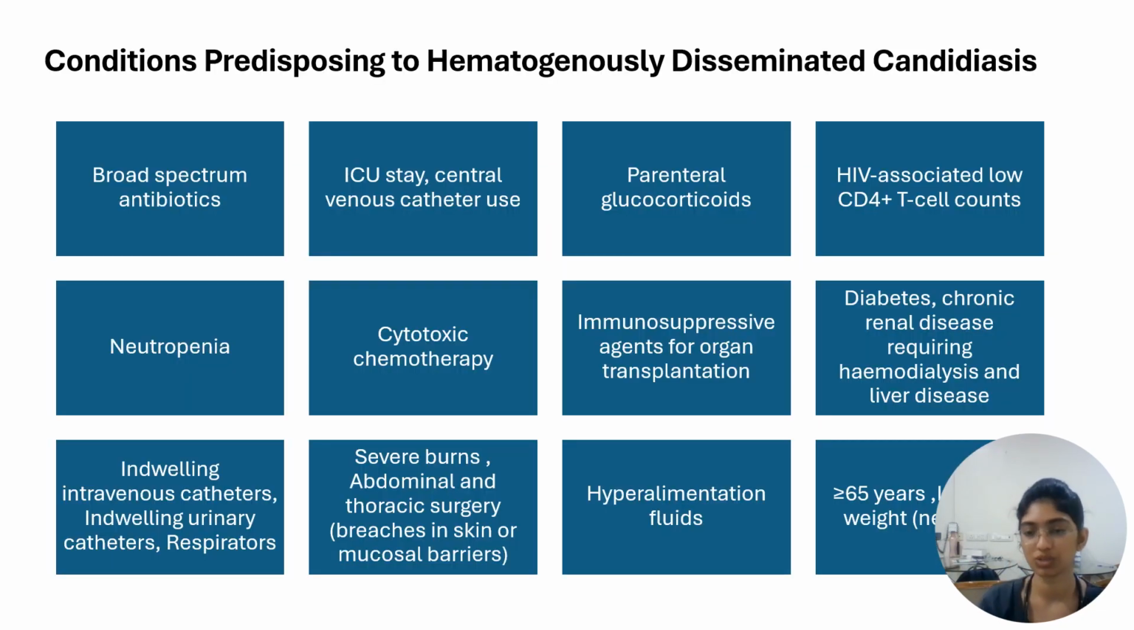So any condition which leads to immune suppression or a breach in the skin or mucosal barrier can lead to hematogenously disseminated candidiasis. All these conditions predispose to it: broad spectrum antibiotics, parenteral glucocorticoids, ICU stay, central venous catheters, IV catheters, urinary catheters, respirators. Patients with neutropenia, patients with HIV with low CD4 T cell counts, patients being given cytotoxic chemotherapy for cancer, immunosuppression for organ transplants, patients with diabetes, chronic renal disease, chronic renal disease on dialysis, and liver disease, patients on total parenteral nutrition, the elderly and neonates, low birth weight neonates, and any surgery or severe burns which lead to a breach in the skin or mucosal barrier. All these are predisposed to hematogenously disseminated candidiasis.